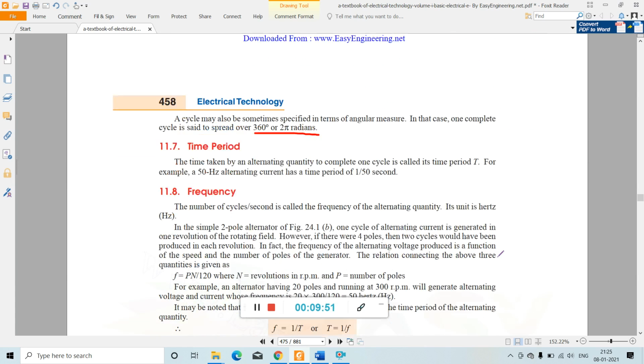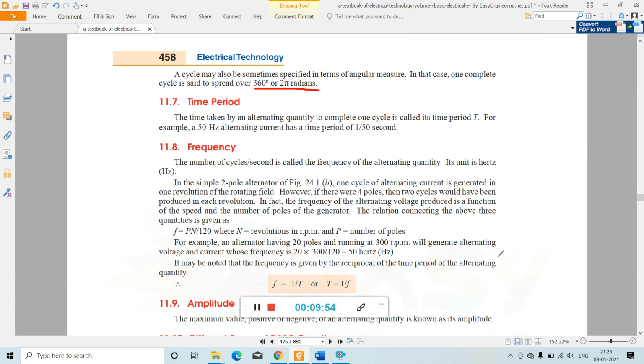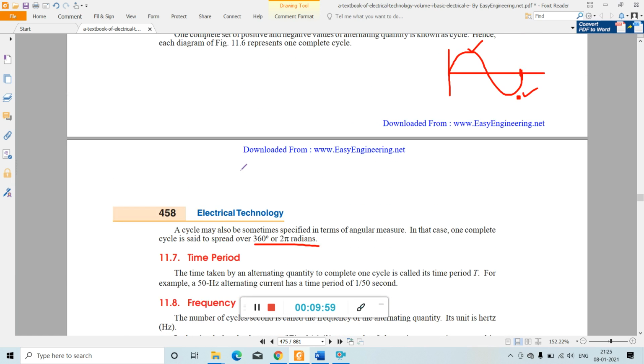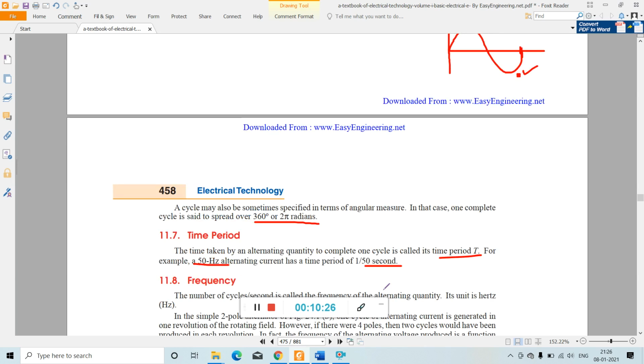Then the next one is the time period. What is time period? The time taken by an alternating quantity to complete one cycle. So this is our one cycle from this to this. The time taken by an alternating quantity to complete one cycle is called time period T. For example, a 50 hertz alternating current has a time period of 1 by 50 second. That means to complete one cycle, it will take 1 by 50 second. So this is about time period.